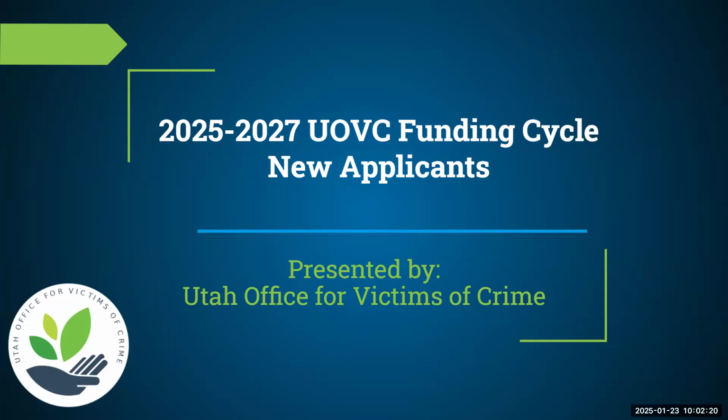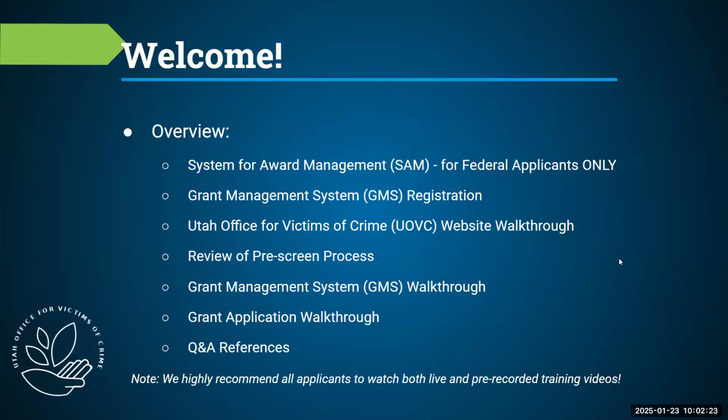Here's an overview of what we'll be talking about in this video. First, I'll talk about the registration process for the System for Award Management, or SAM for short. That will be for federal applicants only. I'll also be going over Grant Management System Registration, or GMS for short. I'll then talk about our website and walk through specific pages that are important for you to know about.